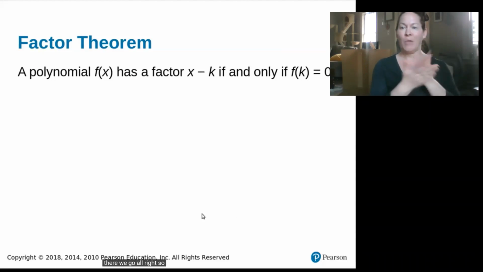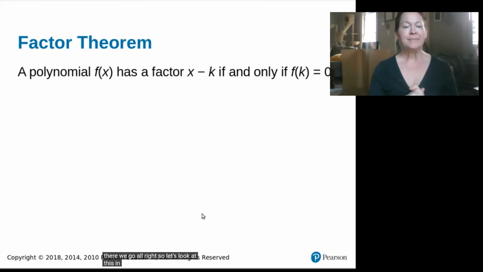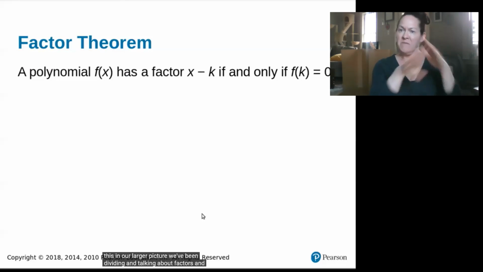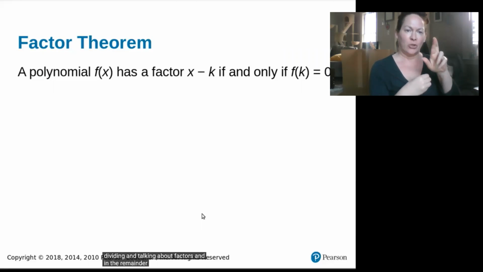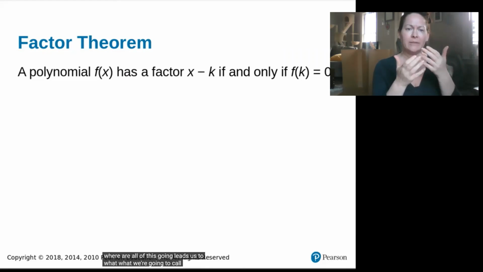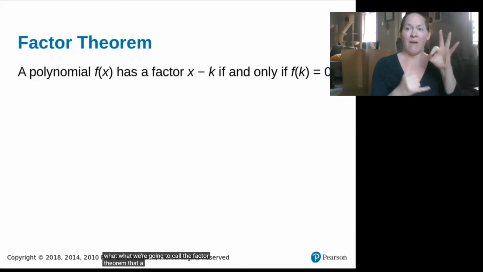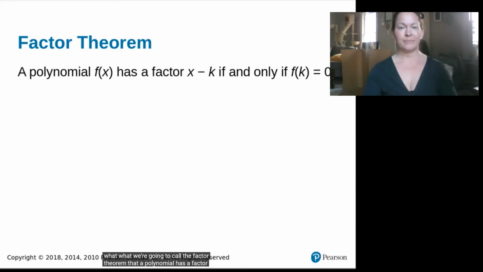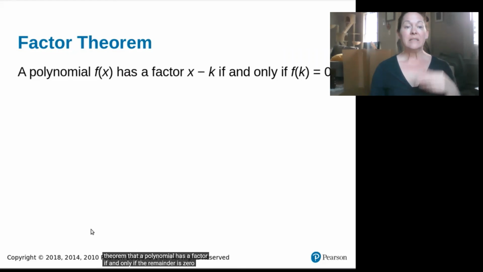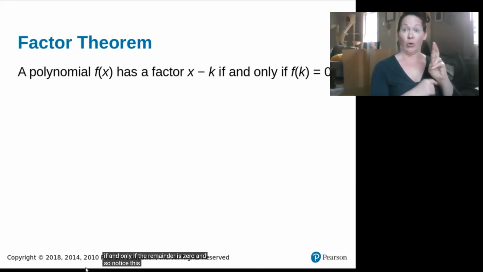Alright, so let's look at this in our larger picture. We've been dividing and talking about factors. And in the remainder theorem, I pointed out the use of the remainder theorem and where all of this is going leads us to what we're going to call the factor theorem: that a polynomial has a factor if and only if the remainder is 0. And so notice, this really uses our remainder theorem.